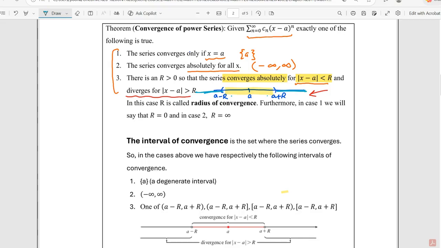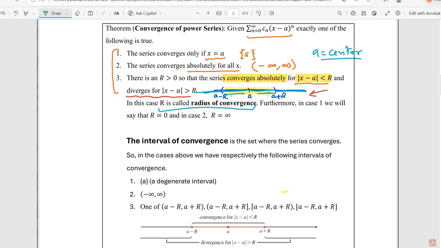This R is called the radius of convergence. You see, a is called the center and R is around it. So R is called the radius of convergence because it's like R units before and R units after the center. A was the center, remember? So it makes sense that we call R the radius.